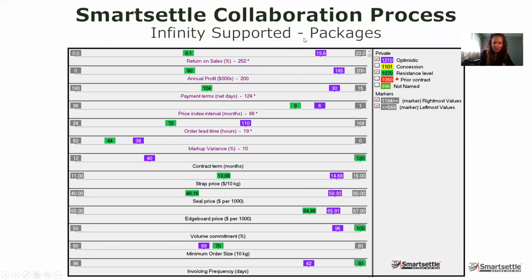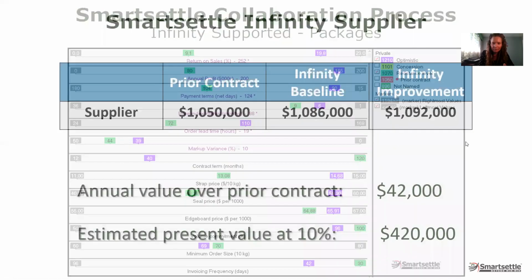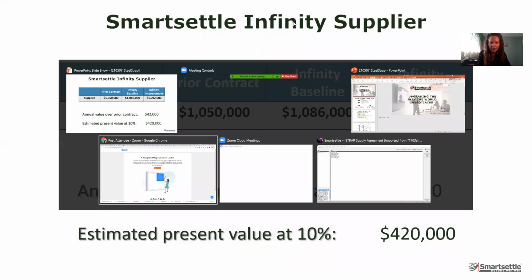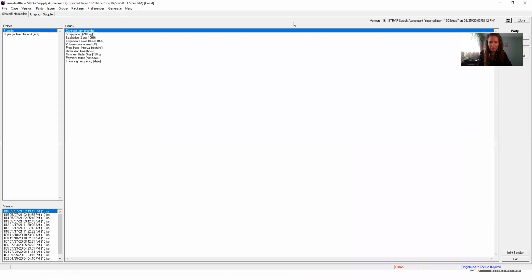So during the Smartsettle Infinity process, we usually create a number of other packages to represent various points in the negotiation. Okay, now before we look at the results here in the PowerPoint, we're actually going to go into Infinity and look at the negotiation there.